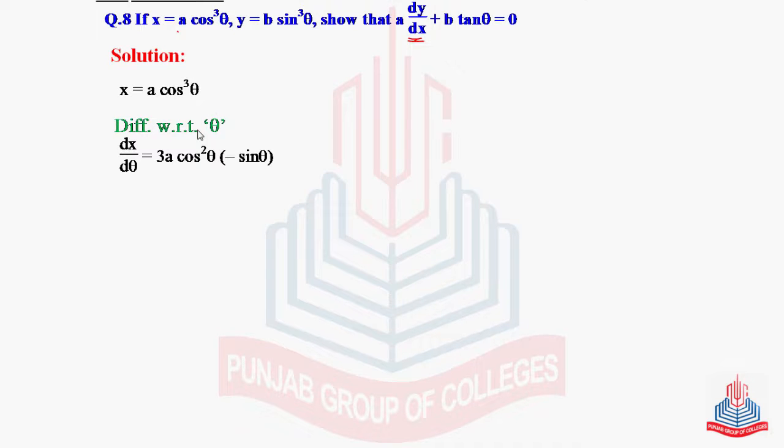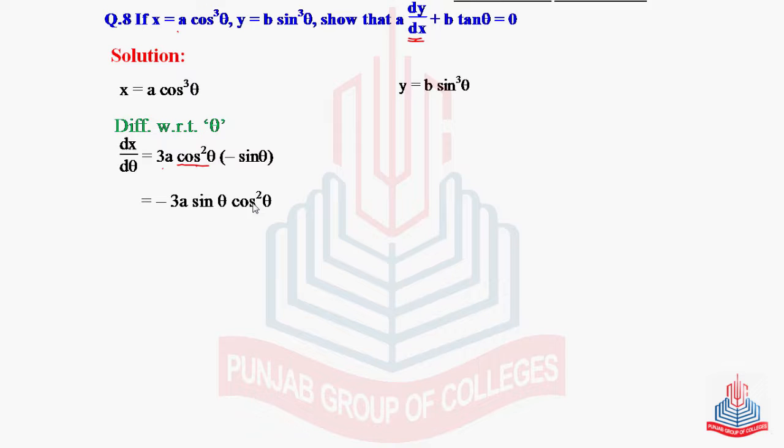dx by d theta on the left hand side, and on the right hand side this a will be a constant term. Now we will use the power rule here, 3 cos to the power 3 minus 1, which is 2, and then the derivative will apply on cos of theta, which will become minus sin theta. Again 3 cos square theta, and then the derivative of the inner function cos theta is minus sin theta. So we have minus 3a sin theta into cos square theta.